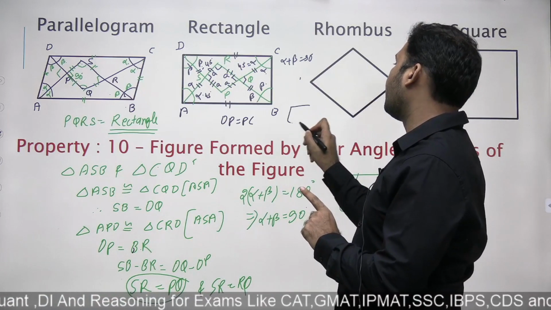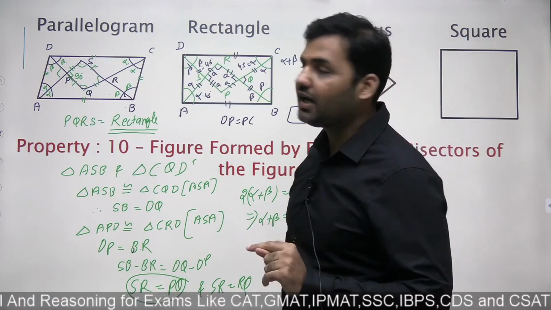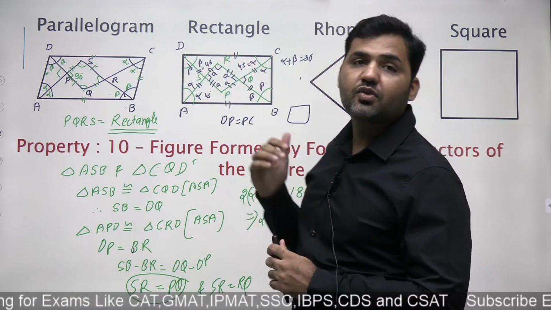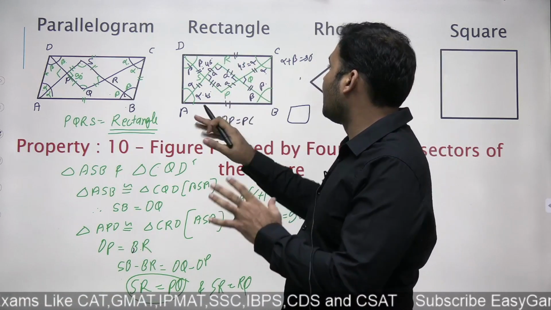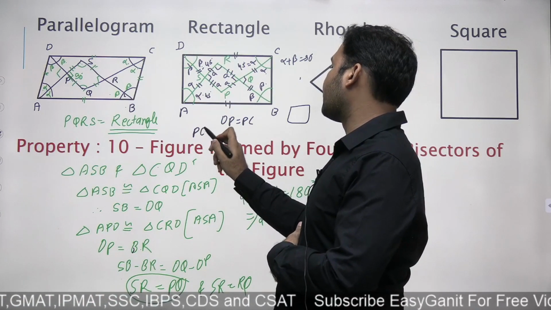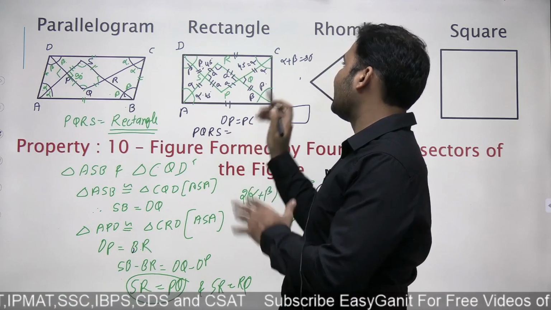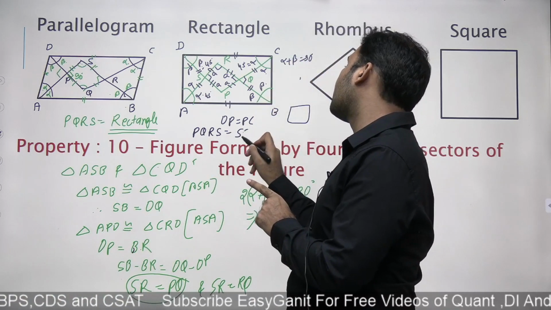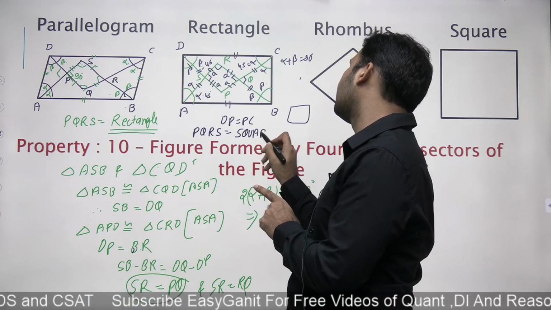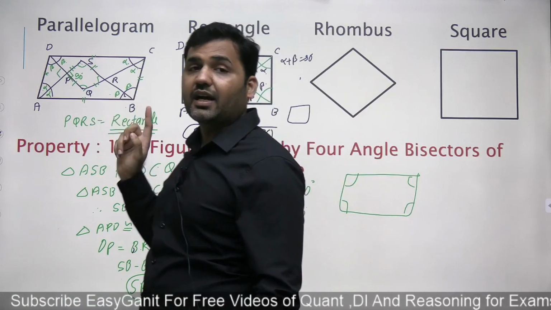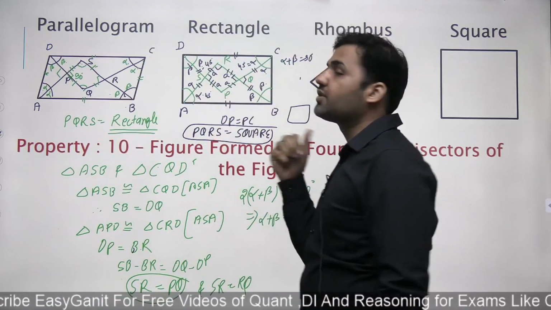So tell me, with the four angle bisectors of the rectangle, the figure inside that you will be having would be a square, right? So in a rectangle with the four angle bisectors, the figure PQRS formed inside the rectangle will be PQRS, and this will be called a square, right? This will be called a square. So in a parallelogram we have a rectangle, in a rectangle we have a square.